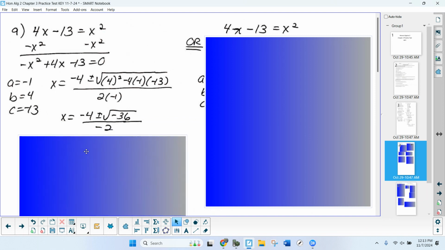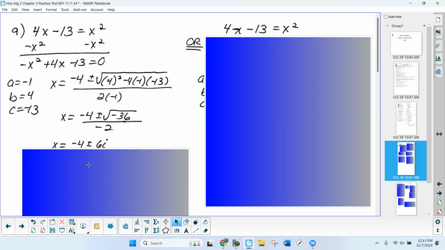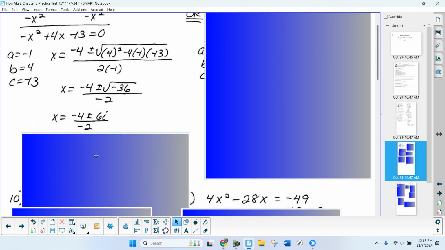And -36 is a perfect square. You pull out 6i, you get -4 plus or minus 6i over -2. And that is 2 plus or minus 3i. Okay, so from here, most of you can get here, and this is where you mess it up. So pay attention. How did you break this up?